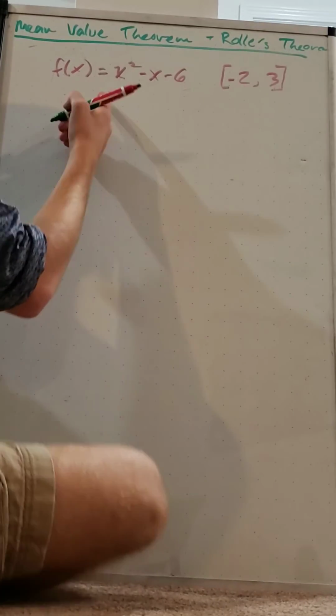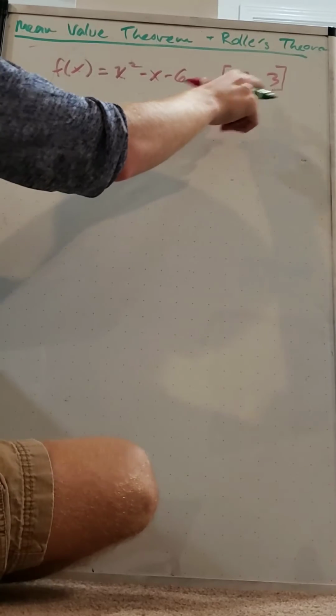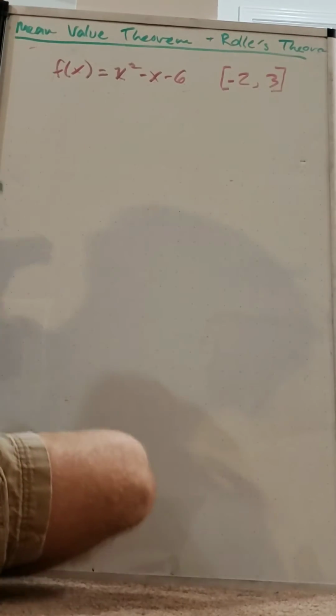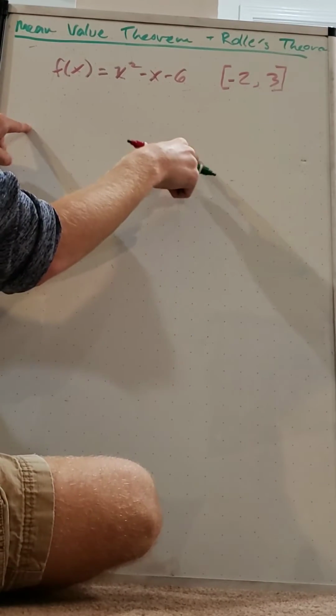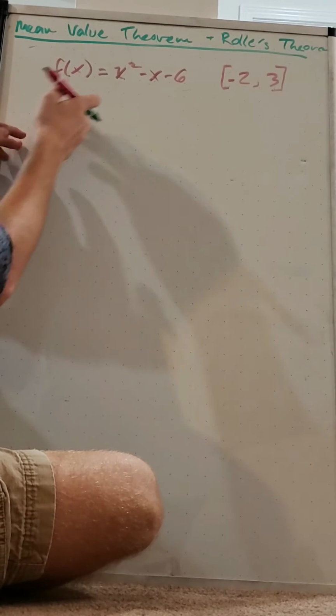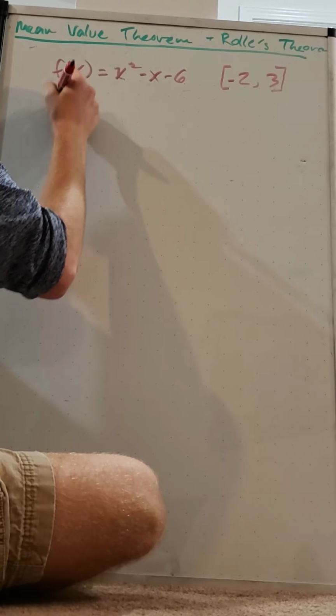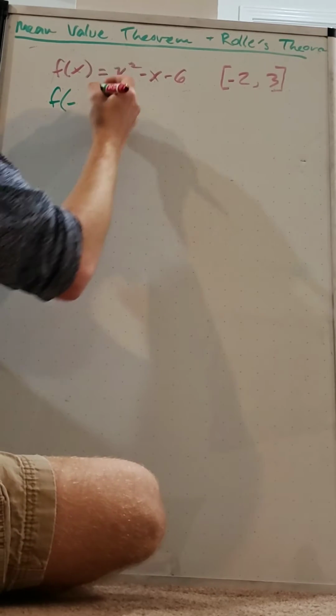Okay, so here to show that Rolle's theorem applies, we just have to show that the function values at these 2 points are the same. So if you remember, if the function values at the endpoints are the same, that's Rolle's theorem, because it guarantees that somewhere on that interval the derivative equals 0. Okay, so to do that, we have to plug in the endpoints and see if they're the same.